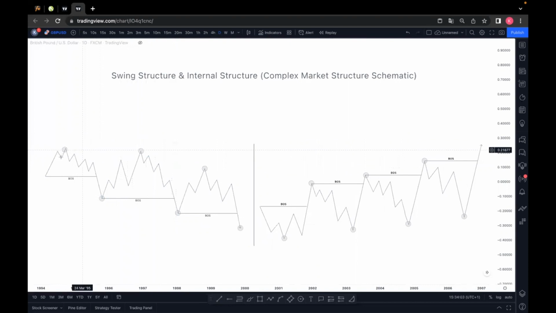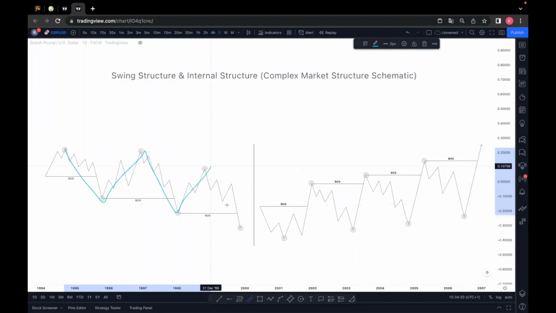So when we include internal structures in the picture, that's when the overall idea of market structure becomes complex, right? For example, let's say this is the daily, right? We can clearly see swing highs, for example, at the highest points, right? So we can clearly see that this will be our swing high, and then we will have this low, then this high, then this low, then this high, and then this low.